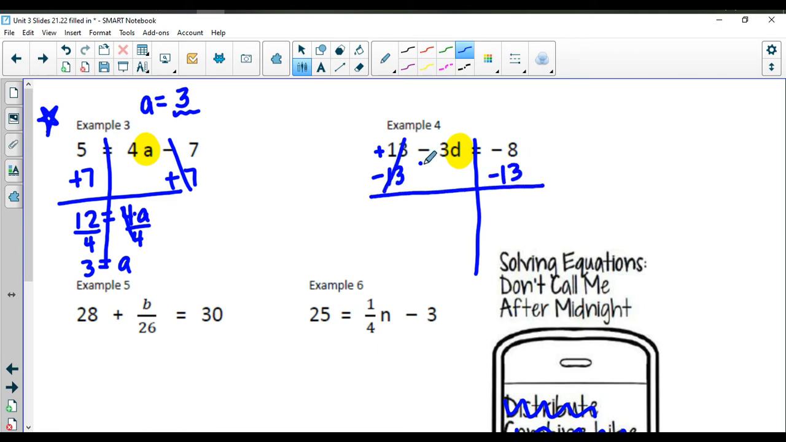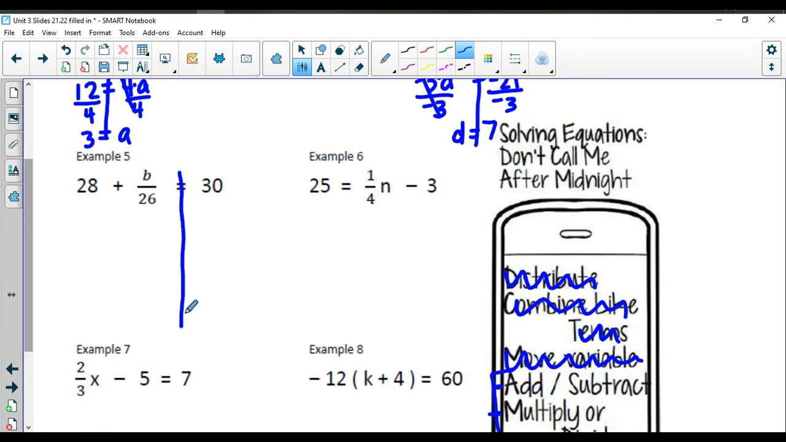Cancels. Be careful though, because see how this 3 has the negative in front of it? So we're going to bring down negative 3d. Over here we have -8 and -13, which gives us -21. Multiplication is happening here, so I need to divide by exactly what's attached to the d, so that way I actually get them to cancel out. Divide by -3. So d equals, and that ends up a +7.